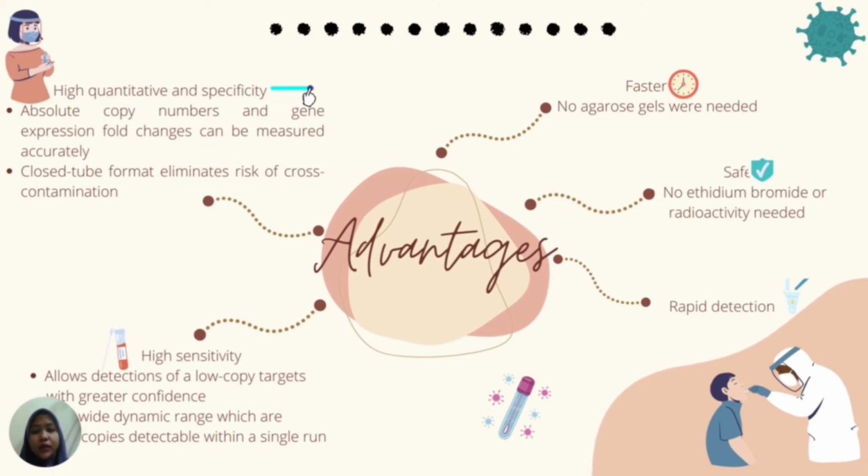The next one is RT-PCR is faster because no agarose gels were needed, and it is also safe because no ethidium bromide or radioactive material is needed. The last advantage is rapid detection.